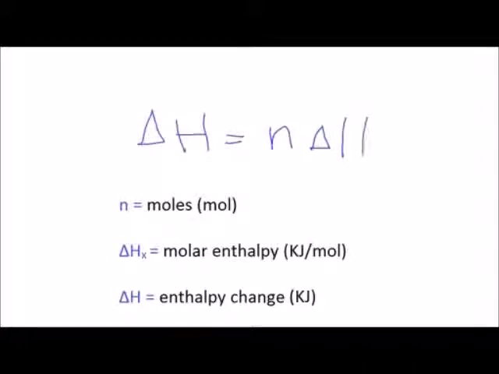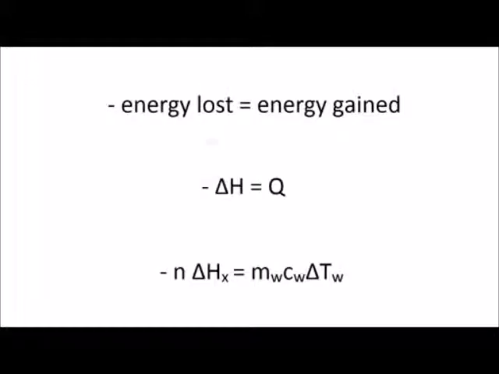Therefore, to find the change in energy, we use the equation delta H equals n delta Hx. This is because the number of moles of the substance remains constant. Since we know that the energy lost will equal the energy gained, we know that negative delta H equals Q. From this, we can get our final equation of negative n delta Hx equals mc delta T. When solving these problems, we identify the given variables and solve for the unknown.